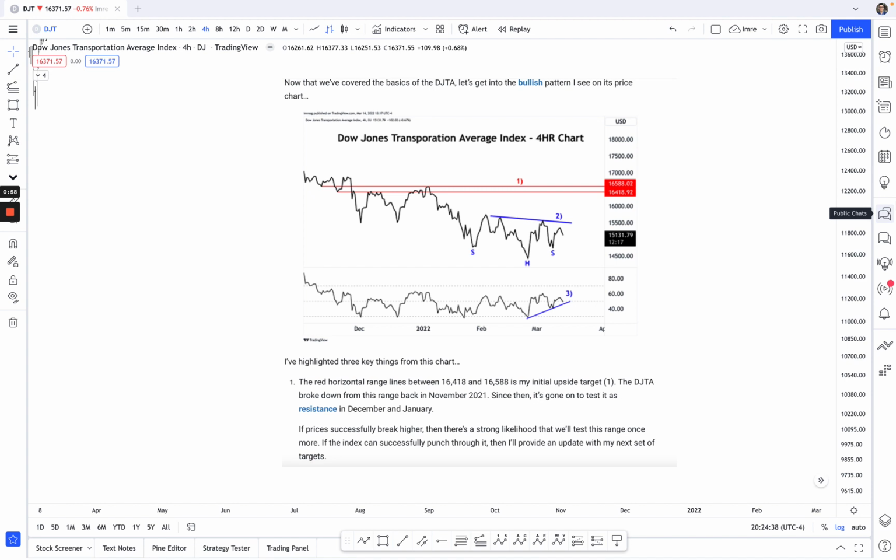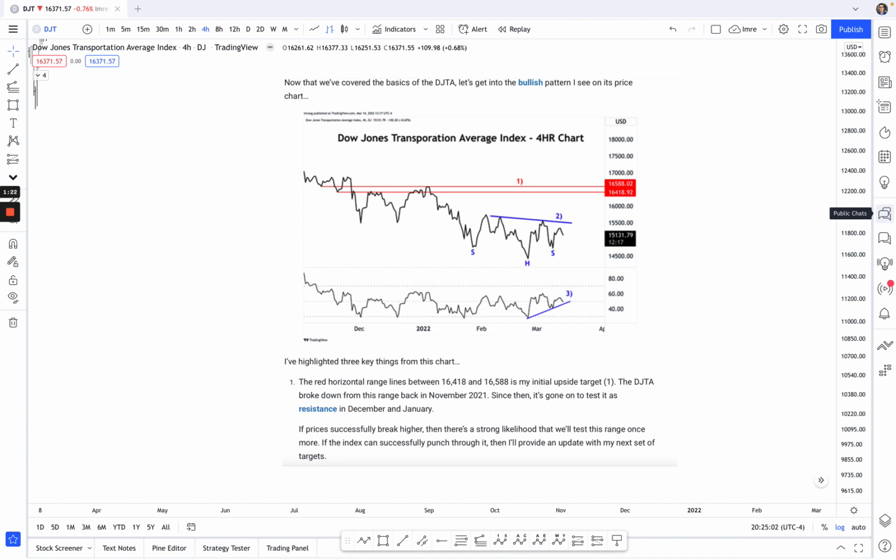Last Wednesday in a newsletter, I wrote about the Dow Jones Transportation Average Index, and I highlighted on the 4-hour time frame chart an inverse head and shoulders pattern along with bullish RSI divergence. Now, while it's absolutely true that I did spot that pattern, the basis for my bullish bias on the index was rooted in the wave principle, and I'm going to cover that.